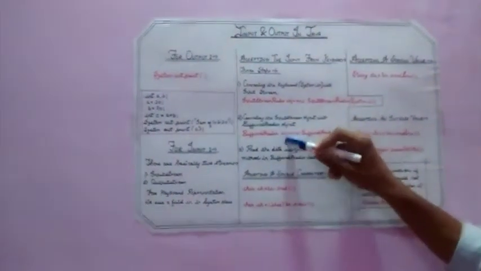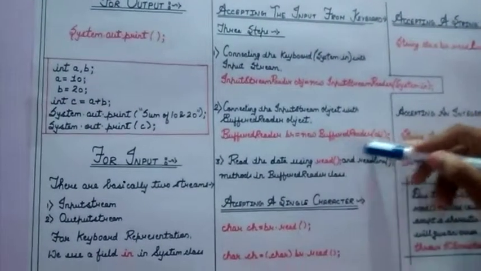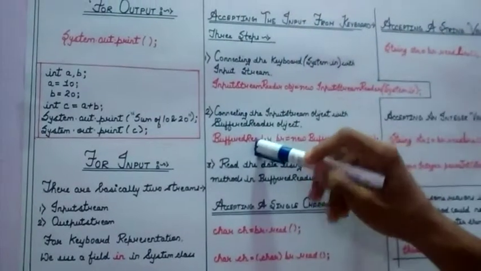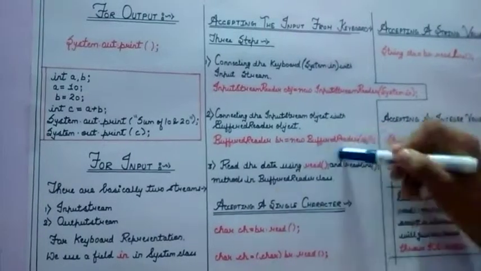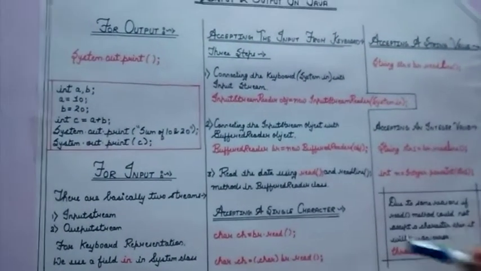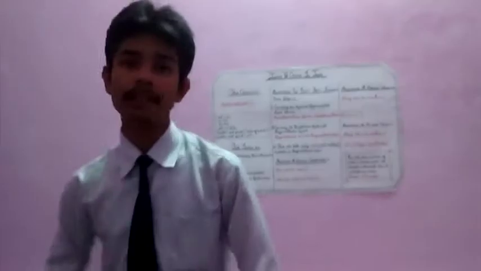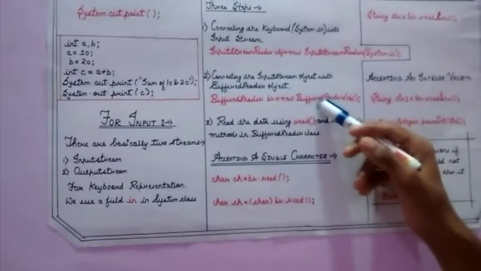Now in a second step, I have written BufferedReader br equals new BufferedReader(obj). Here I have created a br object of the BufferedReader class and connected it with obj, that is the object of the InputStreamReader class. I have used the BufferedReader class because it has methods to read data properly. Now in a third step, we have read and readLine methods available in BufferedReader which we can use to read the data.